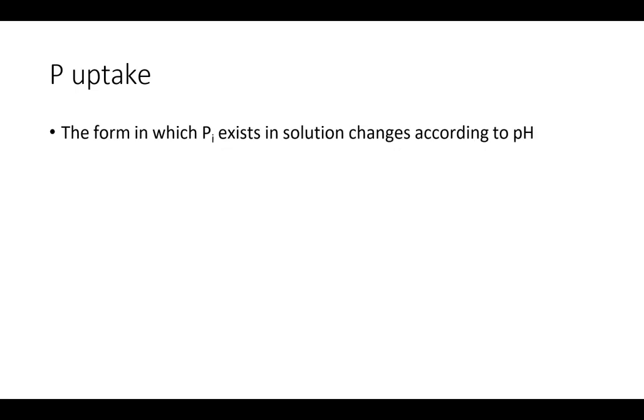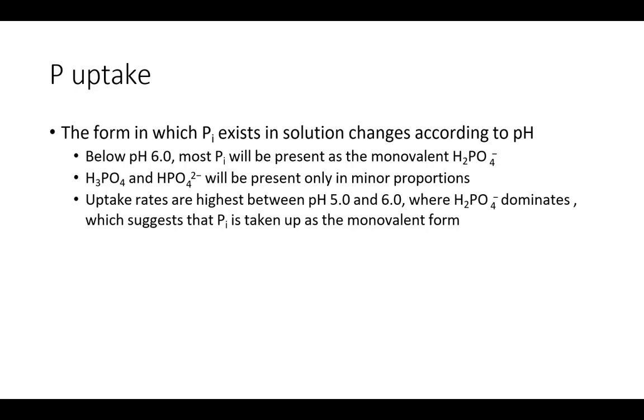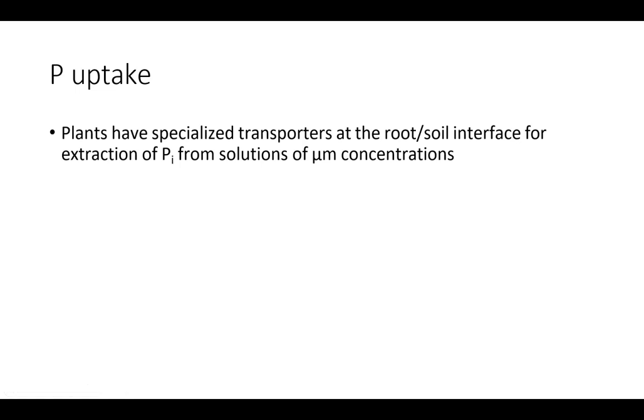The form in which inorganic phosphorus exists in the soil solution changes according to pH. Below pH 6, most inorganic phosphorus will be present as the monovalent phosphoric acid, H2PO4 -1. H3PO4 and HPO4 -2 will be present only in minor proportions. Uptake rates are highest between pH 5 and 6, where H2PO4 dominates, which suggests the phosphorus is taken up in the monovalent form. Plants have specialized transporters in the root-soil interface for extraction of inorganic phosphorus from solutions of micromolar concentrations.